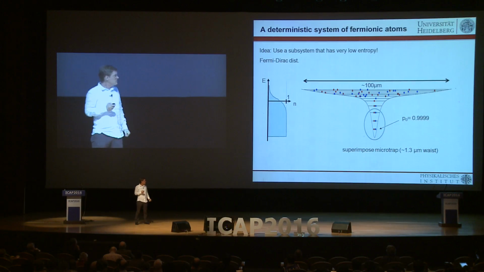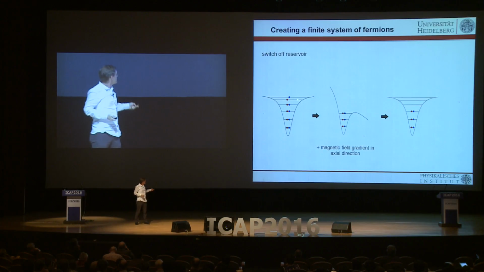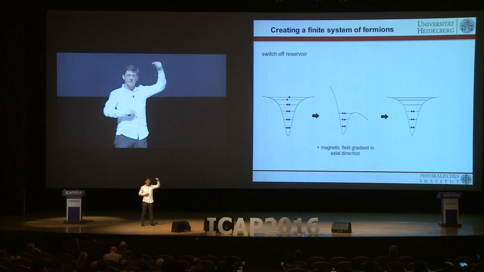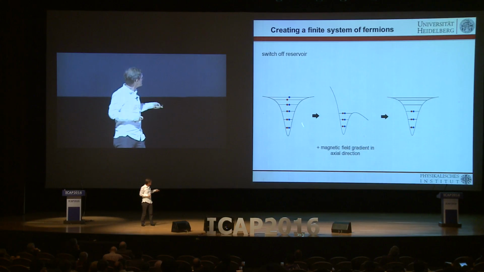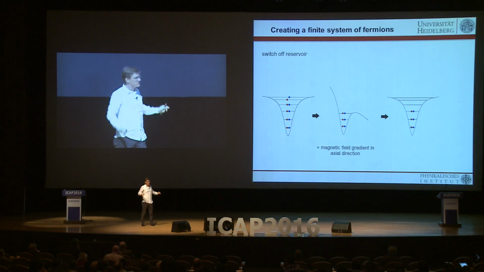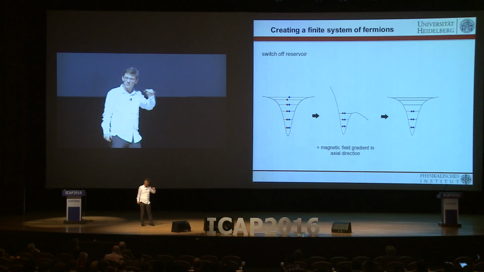Okay, and so what's the idea? Well, the reservoir we can easily get rid of by switching off the laser beams that form this reservoir trap. And then we still need to make sure we actually prepare a system that contains a particular number of bound states. And this we can simply achieve by overlapping with a microtrap beam, which is a focused laser beam, and a magnetic field gradient, and this will result in a potential looking like this. We just have to make sure we form this potential with high enough accuracy in such a way that we have a distinct number of bound states remaining.